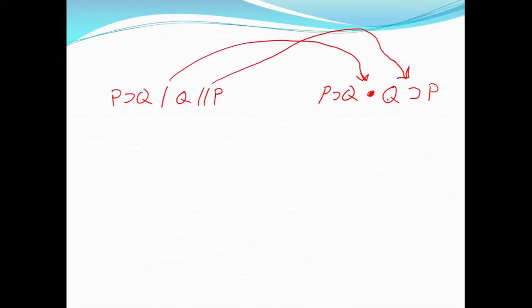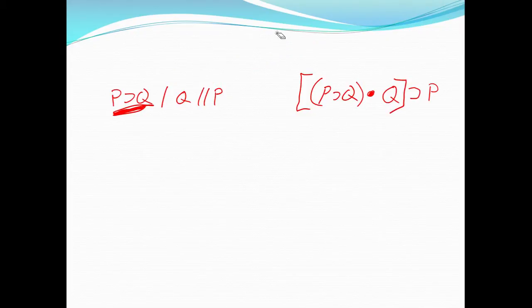Then we need to make the horseshoe the main operator. So we'll take premise 1 and put that in parentheses. And then we're going to put a square bracket around both of our premises. And now the horseshoe is our main operator.